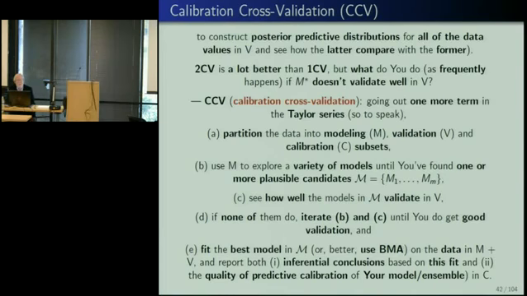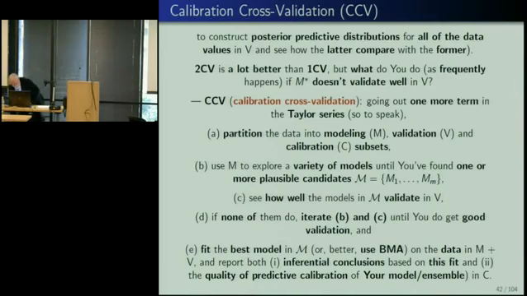If none of them do, iterate B and C until you do get good validation. Or if some of them do and some don't, then you can combine what you learned from the ones that didn't validate well to go back and improve the ones that apparently did. You're allowed now under CCV to do all the iterating back and forth between the steps B and C that you may like to do.